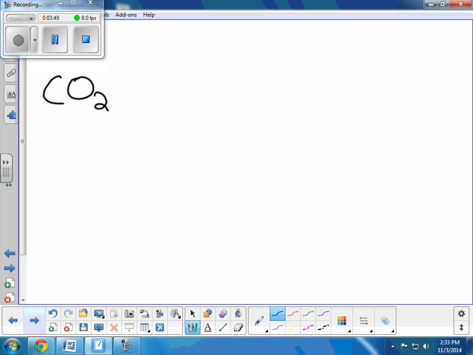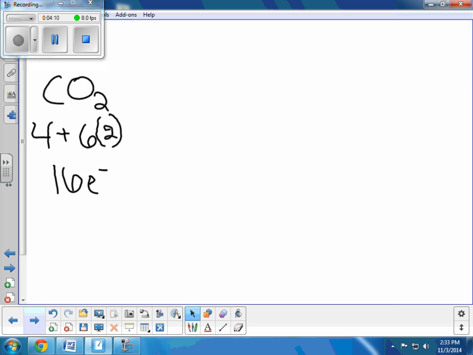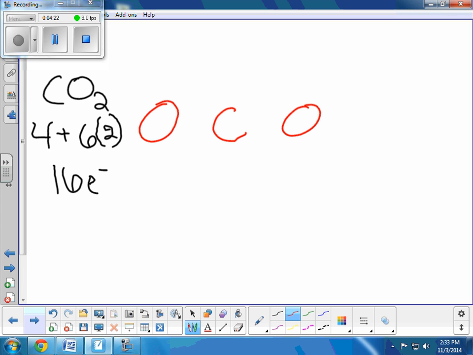It's carbon dioxide. So carbon has 4 valence electrons. Oxygen has 6 valence electrons, but there's 2 of them. So we have 16 electrons total in our structure. Now we have to decide, how do we lay this out? So we have 2 nonmetals. Carbon is the least electronegative between the 2, so it will become our central atom. And then we will put an oxygen on either side. We like to make this as symmetrical as possible. So carbon contributes 4 electrons. Oxygen contributes 6.